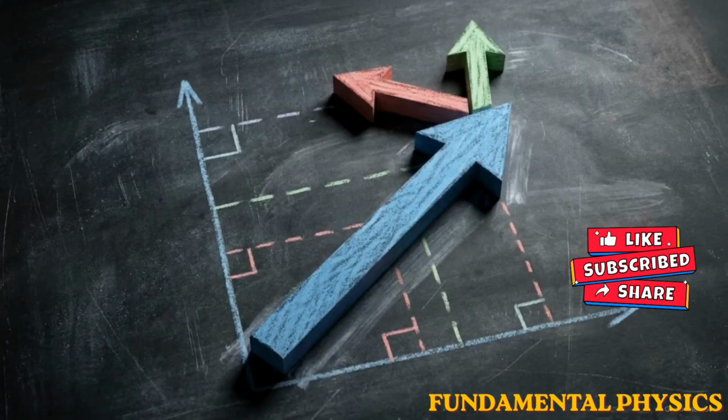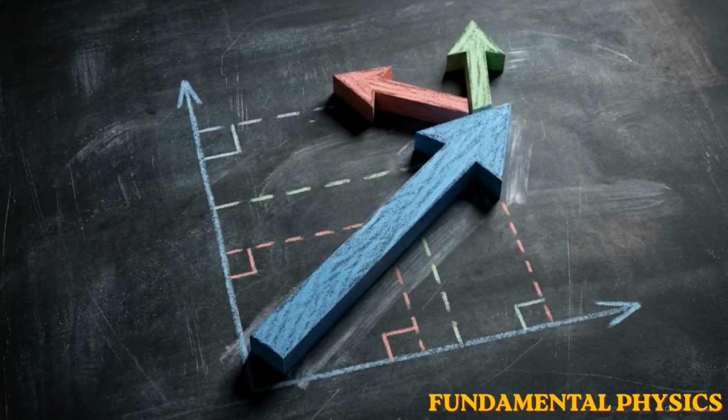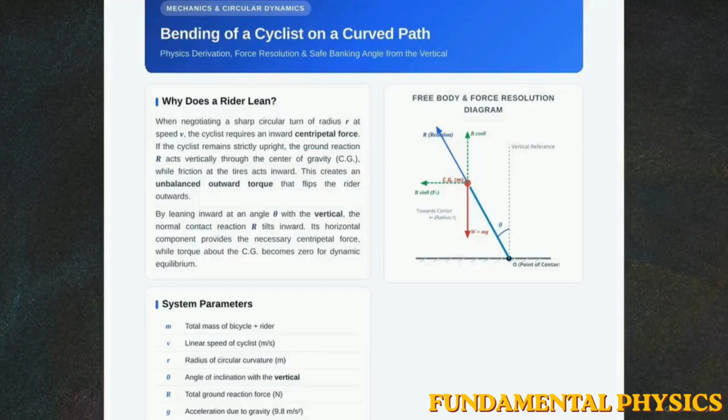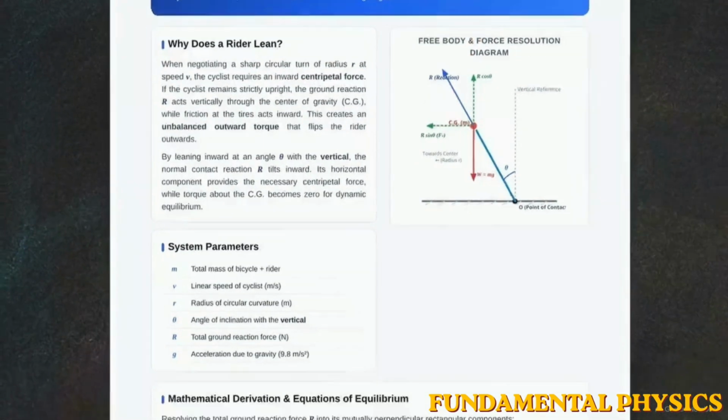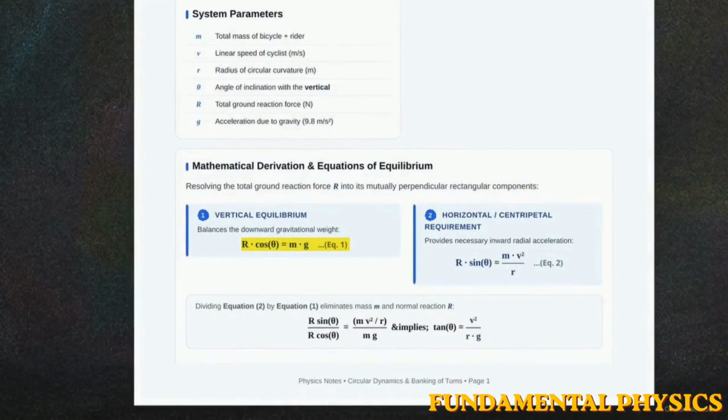That single tilted reaction force is actually performing two distinct physical tasks simultaneously. The first task is counteracting gravity. This is handled by the vertical component of the reaction force, labeled R cosine theta. As the equation for vertical equilibrium shows, this component perfectly balances the combined weight of the bicycle and the rider.